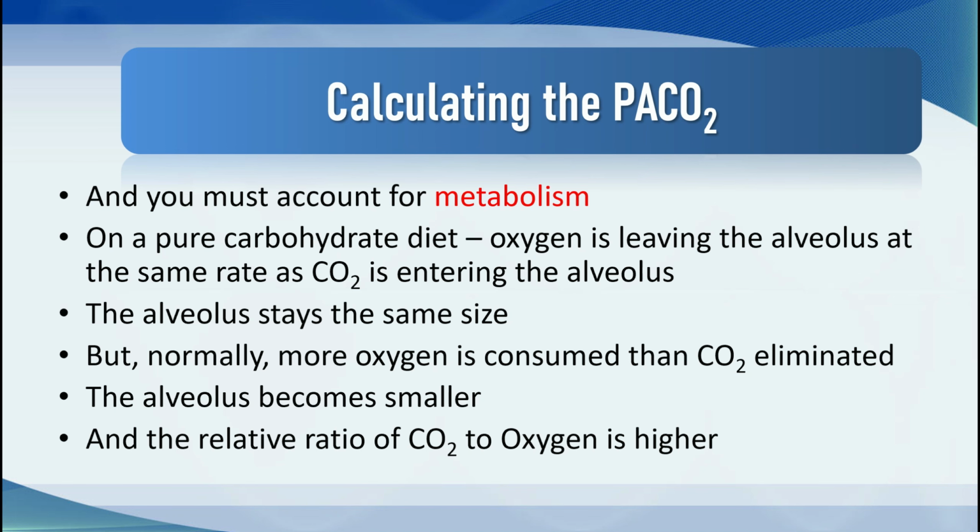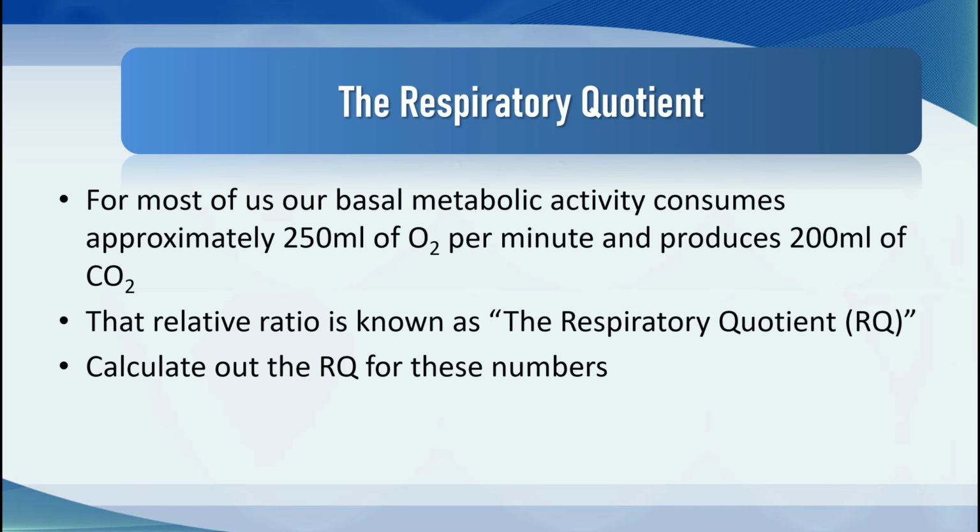As a consequence of this, a concept known as the respiratory quotient was developed. For most of us, our basal metabolic activity consumes approximately 250 mL of oxygen per minute and produces 200 mL of carbon dioxide. The relative ratio of these two is known as the respiratory quotient. Why don't you calculate the respiratory quotient for these numbers? In this case, we'll divide the total amount of carbon dioxide per minute by the total amount of oxygen. The answer is 200 divided by 250, and that is 0.8.